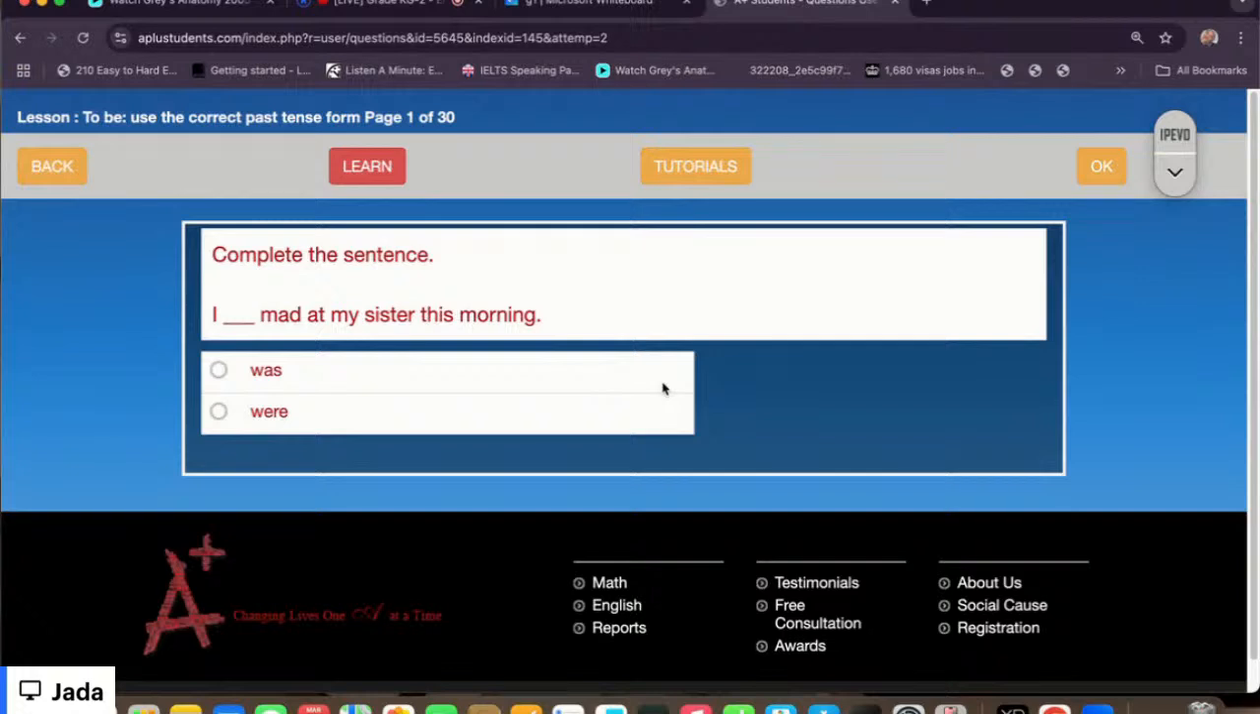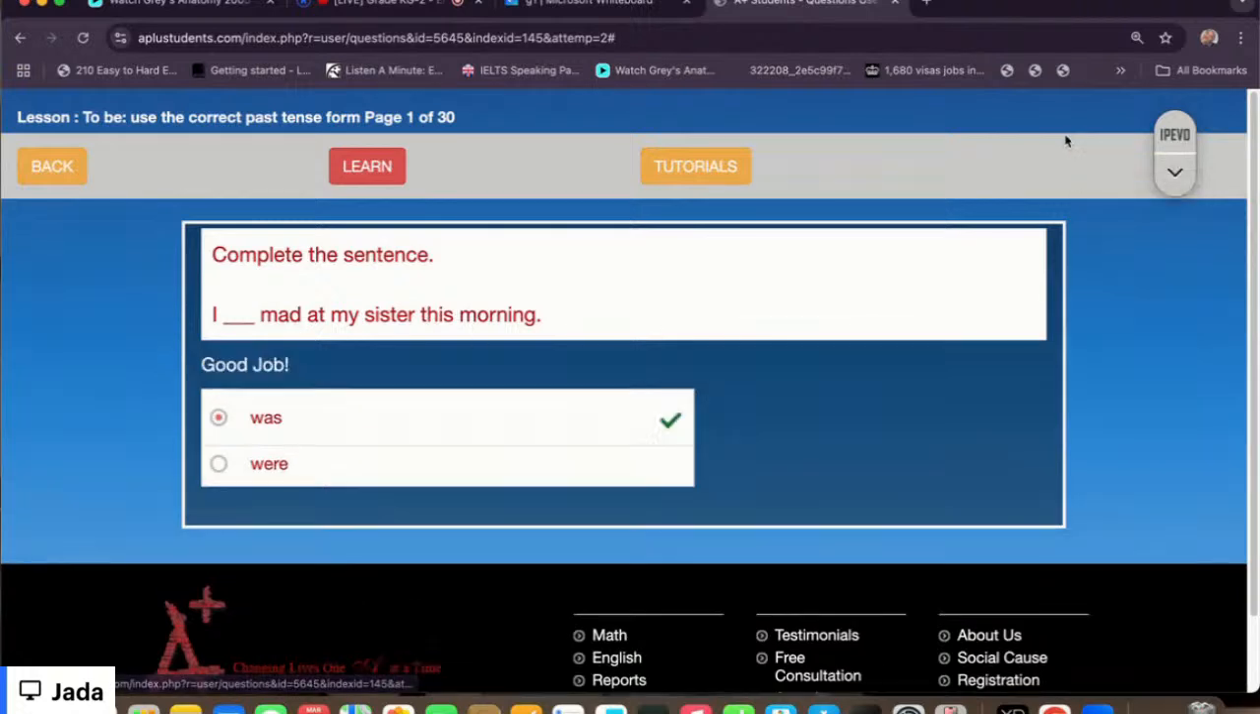The to be and to have verb are different from those action verbs that you know, like cooking, dancing, jumping. It's different. This is to be. So the to be verbs are the was, were, is, are. Okay, all right. So I was. So you say I was mad at my sister this morning.